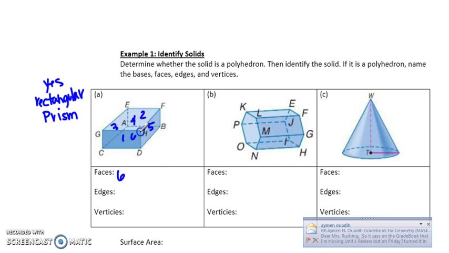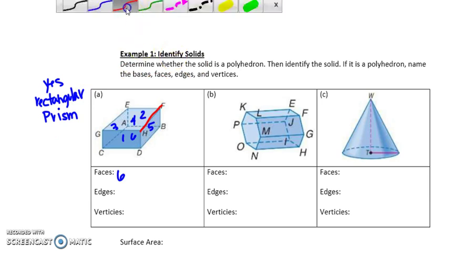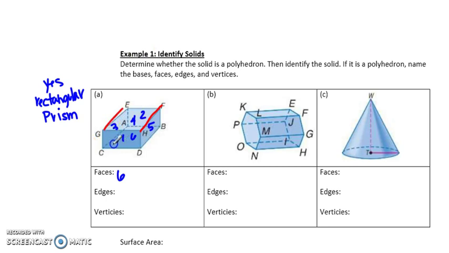Edges, so we have an edge here. So there's one edge, and then we've got edges going all around there. So there's 4, and then 5, 6, 7, 8, 9, 10, 11, 12. So we have 12 edges.